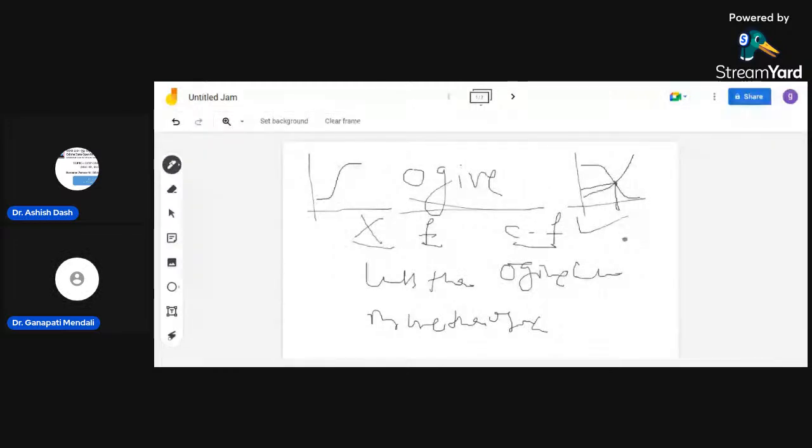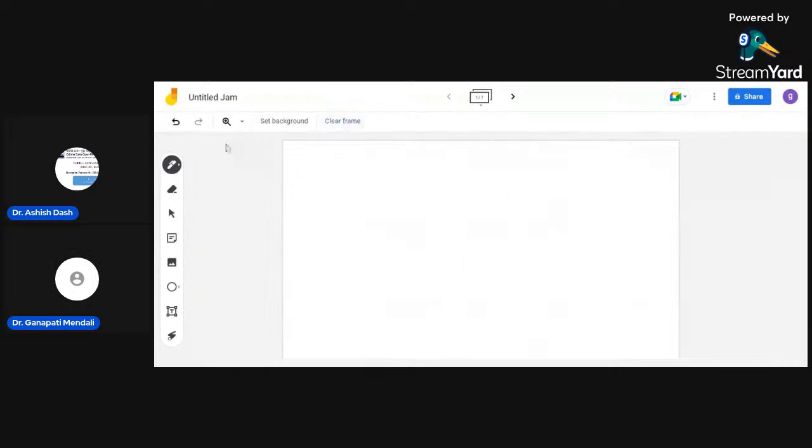And lastly, the last positional average is our mode. Okay, what is the mode? Mode is the value of the variable which occurs the most frequently in the data.